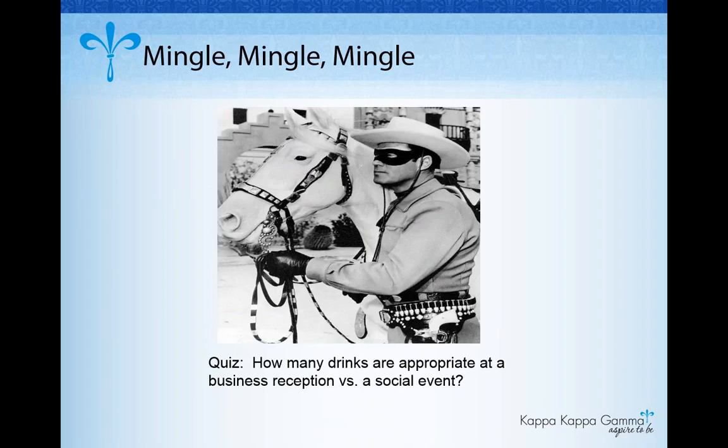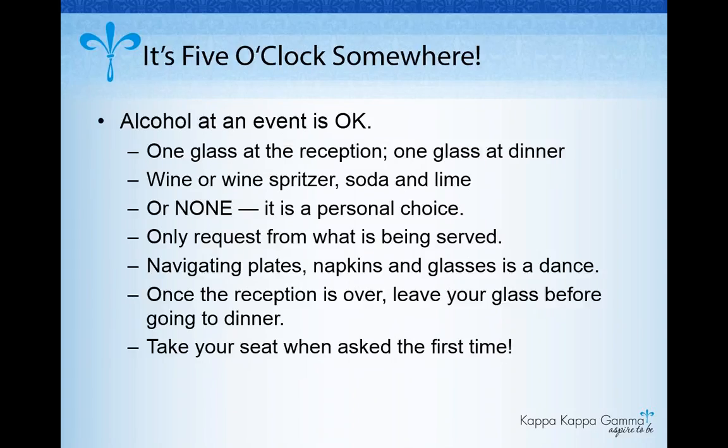Very good. Actually, all of those can be right. So it's 5 o'clock somewhere, and alcohol or a drink is absolutely okay at an event, as long as it's something you choose to do. In general, one glass of wine or one glass of something, a drink, at the reception is appropriate, and one glass at dinner is appropriate. And it doesn't mean you have to guzzle each one. To have one at each occurrence is perfectly acceptable as long as you choose to have that.